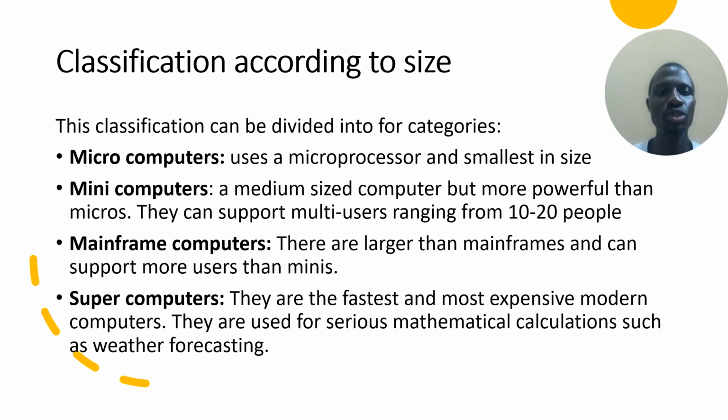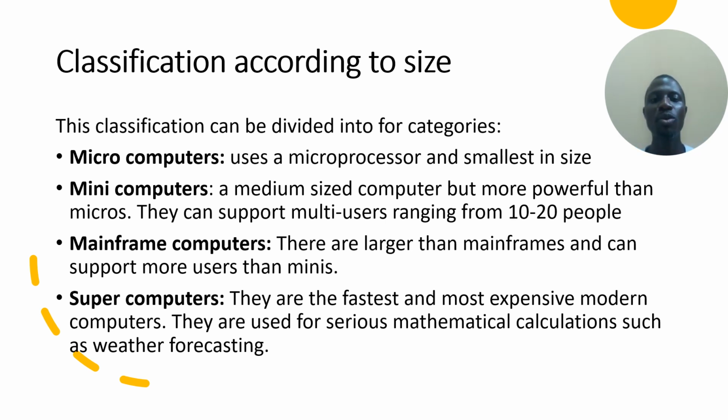Classification according to size, based on how big they are. We have microcomputers, mini computers, mainframe computers, and supercomputers. The order in which I've listed them determines the size. So microcomputers are smaller than minis, minis are smaller than mainframes, and mainframes are smaller than supercomputers.